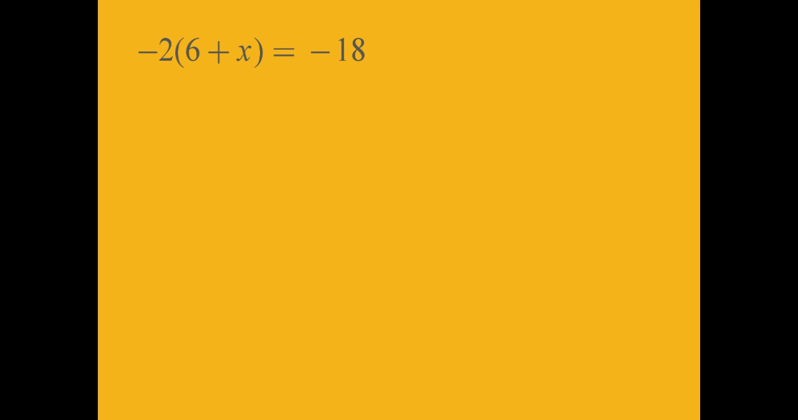Let's try another one. I've got negative 2 times (6 plus x), which is equal to negative 18. It's really up to you, I'll do both ways. The first way: negative 2 times (6 plus x) is equal to negative 18. I like to try to divide first. I know that this thing is being multiplied with this, so I'm going to divide by negative 2. If I knew what x was, I would add 6, then multiply by negative 2, and it would get me here. So I'm going to divide by negative 2 first.